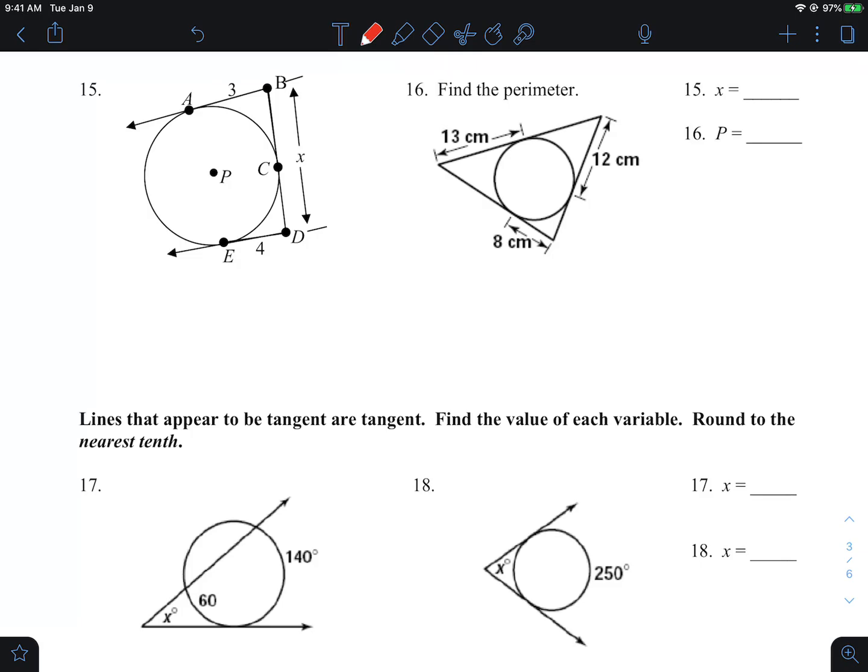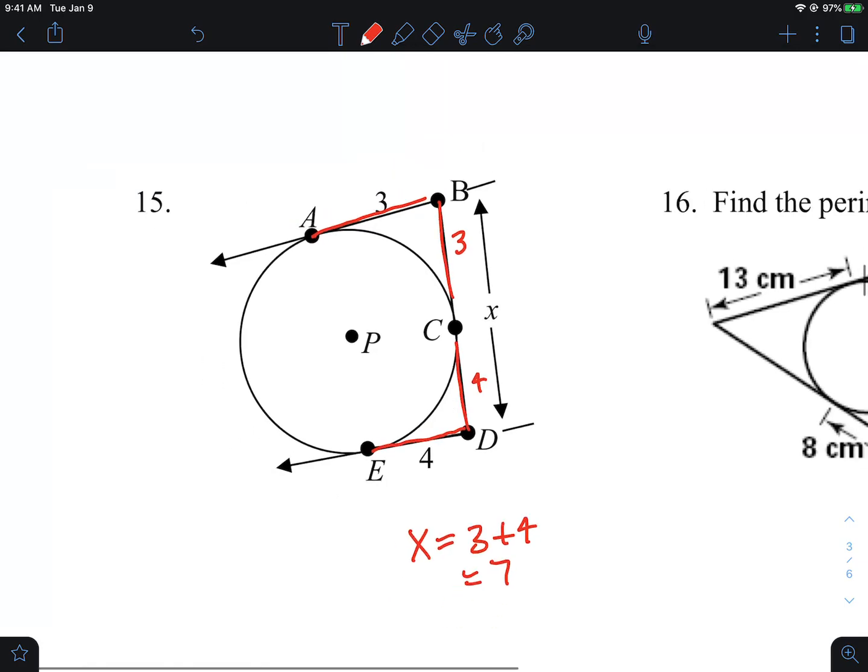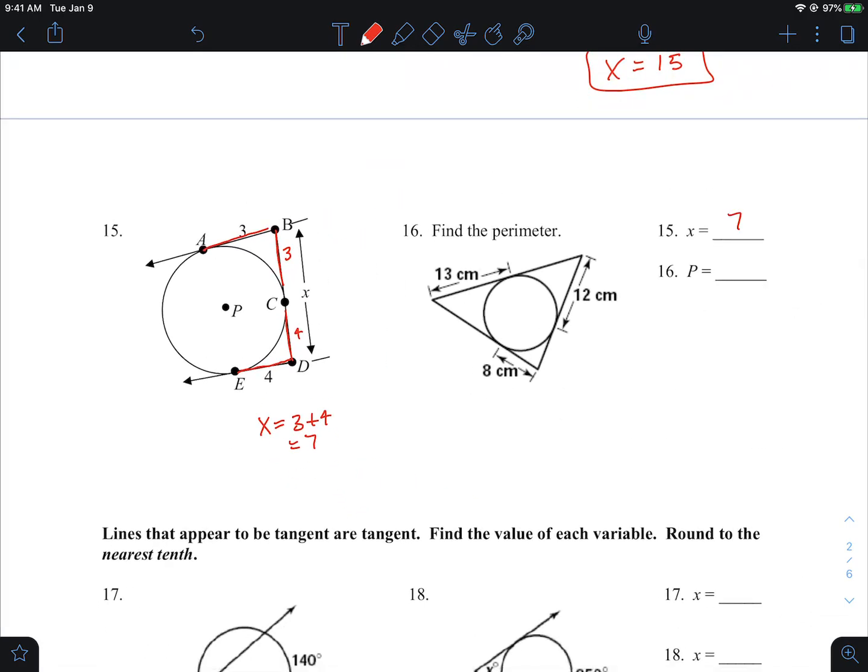Alright, this next one here is going to use the idea that you got two tangent lines coming from the same point, so that should be 3 right there. This one is 4 and 4, so x is just going to be 3 plus 4, which is going to be 7. Not much going on there on that one.